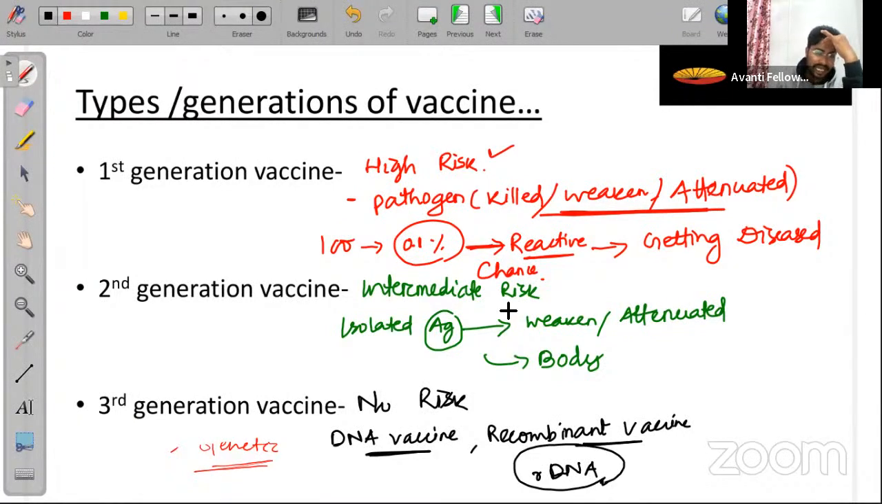Okay, I hope the three generations or three types of vaccine are clear to everybody now. If it is done, then click on the yes option so that I can move to the next slide, or you can reply in the chat box also, no problem. Okay, I'm moving to the next slide now.